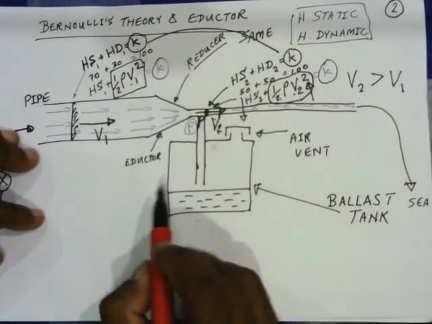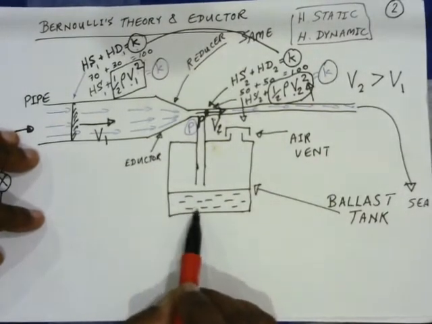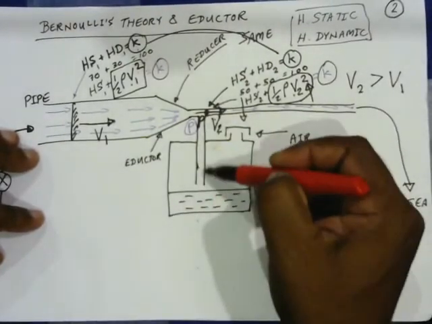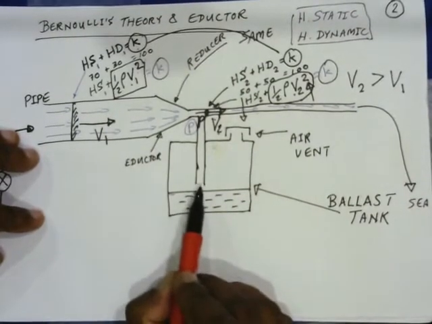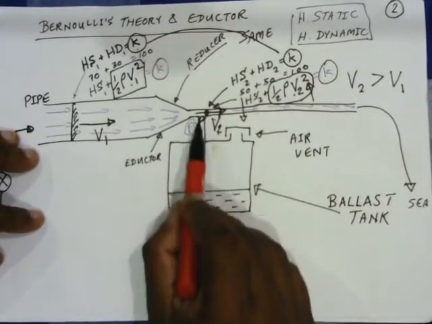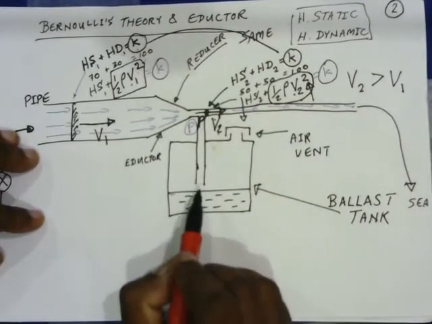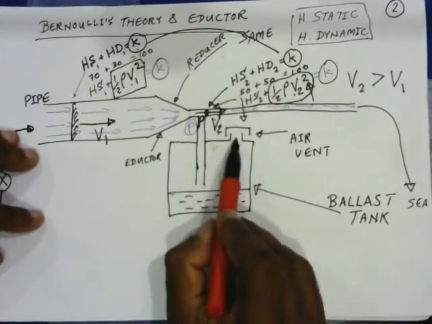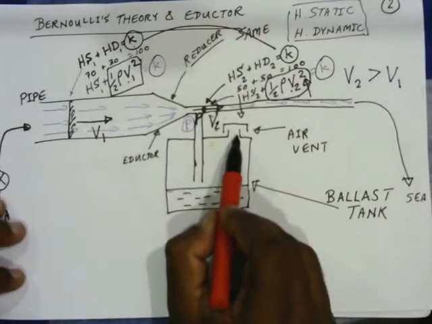Now this is a pipe eductor system and this is a ballast tank, right? Now you can see this pipe is not touching the water itself. This pipe is going to the ballast tank, this is a suction pipe of the ballast tank. This pipe is not touching the water itself, you can see it from here, and this is the air vent, right? This is the air vent.